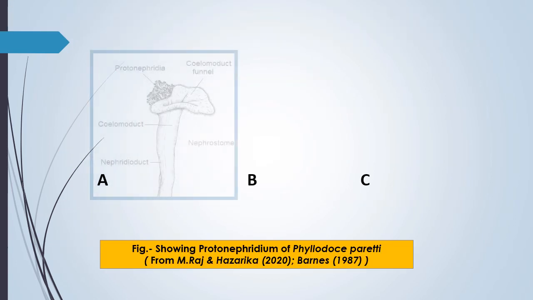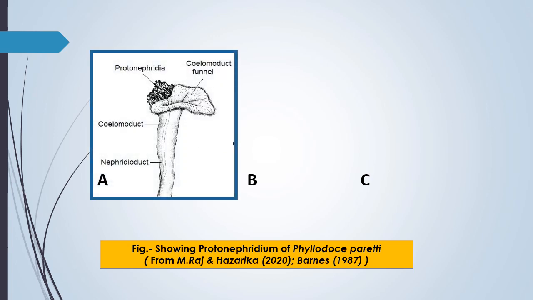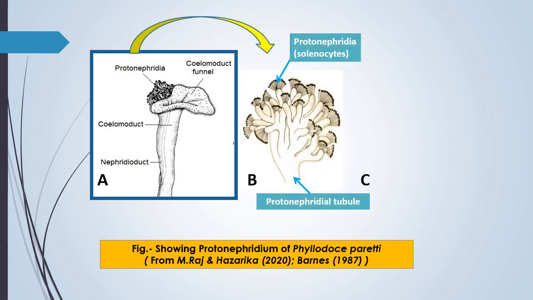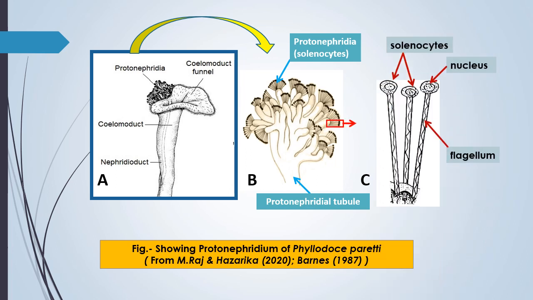The figure shows the protonephridium of Phyllodoce. The protonephridium is associated with the coelomoduct funnel, coelomoduct, and nephridial duct. The second figure shows a closer view of the protonephridium with protonephridial tubules. The third figure shows a detailed view of solenocytes, which consist of a nucleus and flagellum.